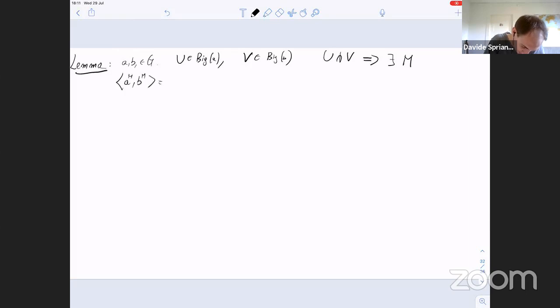Okay, so let's state again the lemma. Suppose that we have A and B group elements in some group G, and suppose that there is U inside big A and V inside big B, such that U is transverse to V. Then our conclusion is that there exists some M which is uniform, for which A to the M and B to the M generate a free subgroup. How do we do this?